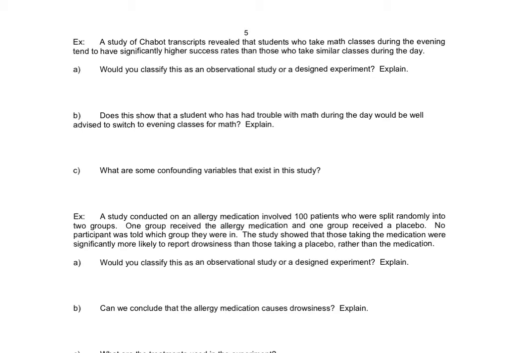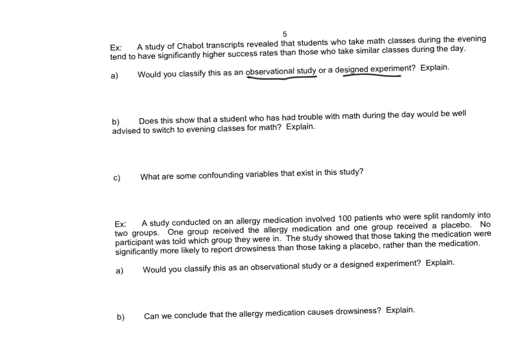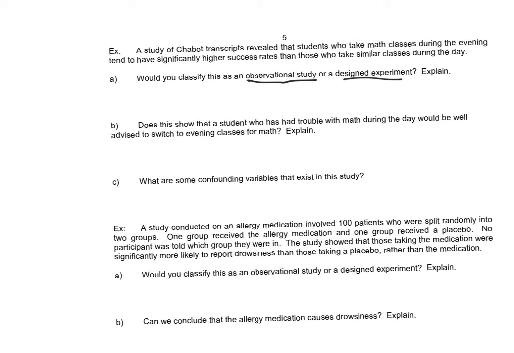A study of Chabot transcripts revealed that students who take math classes during the evening tend to have significantly higher success rates than those who take similar classes during the day. So is this observational or is this designed? And the way we tell the difference is basically, are we controlling these students or did we just look at data that already existed? So it looks like we just looked at transcripts, right, which already existed.